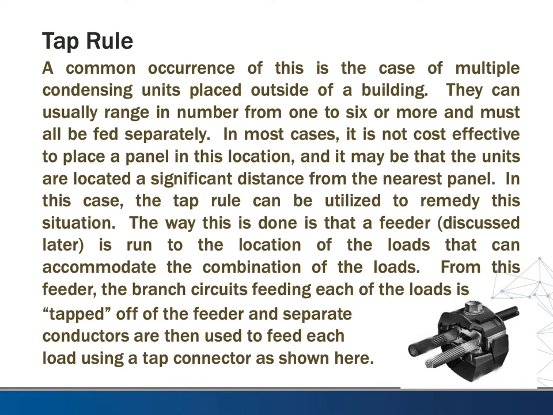The way this is done is that a feeder, which we'll talk about later, is run to the location of the loads that can accommodate the combination of the loads. From this feeder, the branch circuits feeding each of the loads are tapped off of the feeder, and separate conductors are then used to feed each load using a tap connector as shown here. This is usually done in a wireway. We'll talk about that later, but this is a typical tap connection that you might see inside of a wireway. And the point here is when we do the tap, we usually use conductors that are smaller than the feeder conductors. So this is an important aspect of this.